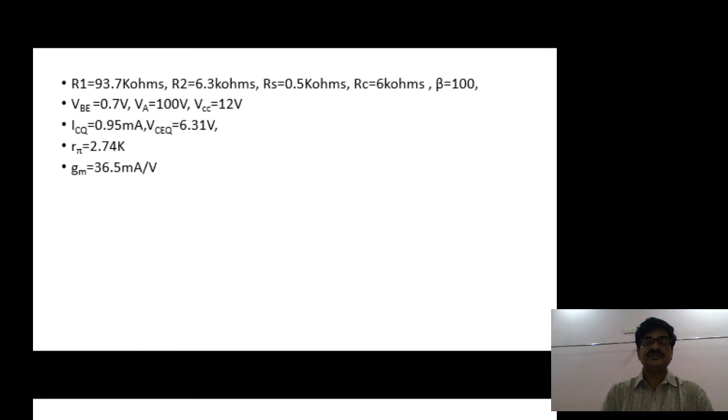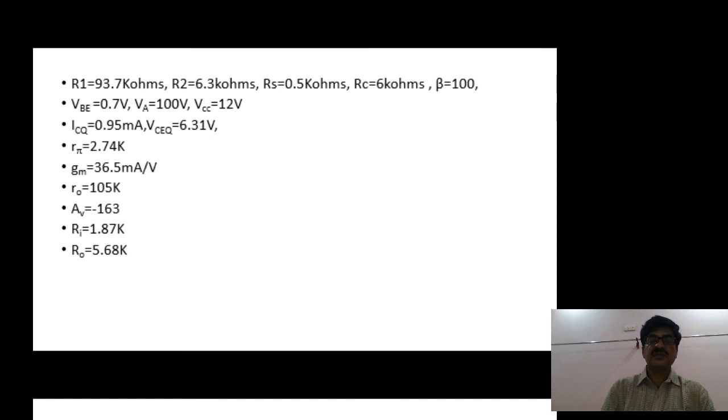GM, what is the formula for GM? ICQ by Vt. Therefore, the value is 36.5 milliamperes per volt, and small r naught is Va by ICQ, so its value is 105 kilo ohms. Now the input resistance, gain and output resistance are calculated using the above derived formulas, so you can get the voltage gain as minus 163, input resistance 1.87 kilo ohms and output resistance 5.68 kilo ohms.